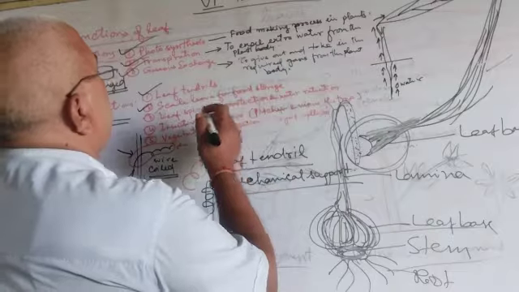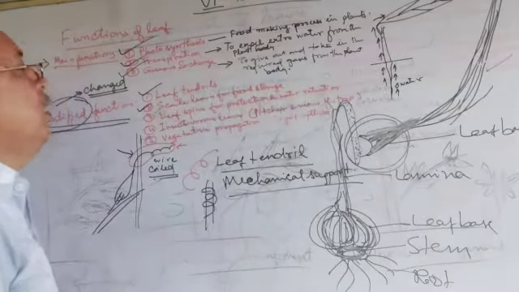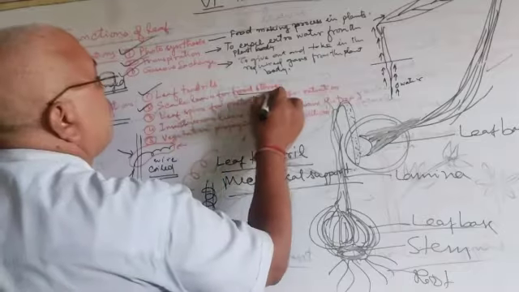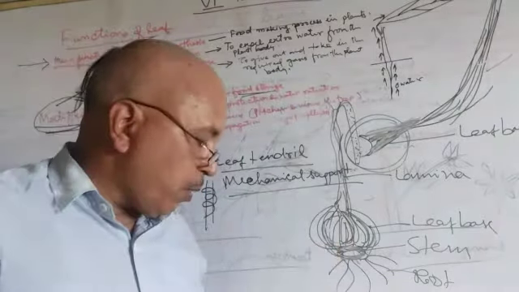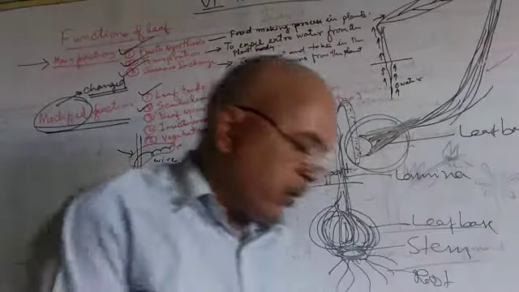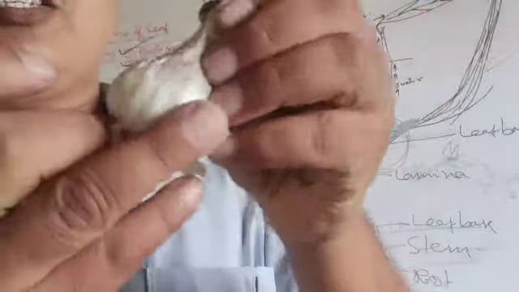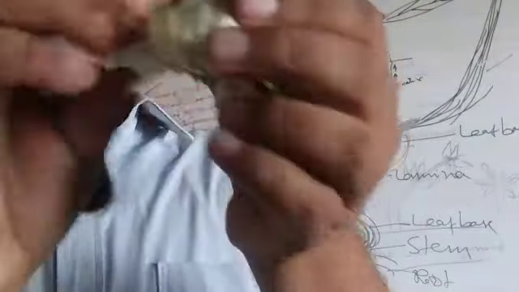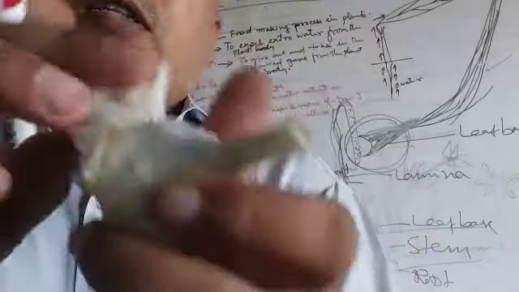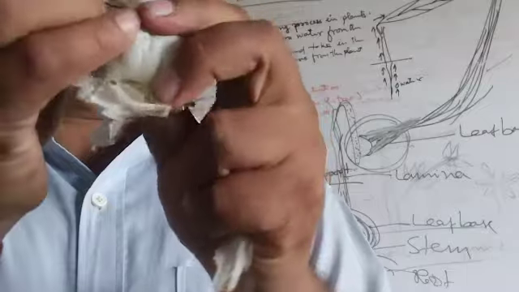So this second modified function of leaves in certain plants is the storage of food. So this is one example. You have another example, this garlic bulb. You see, this garlic is storing a lot of food. You see, these are scaly leaves that appear as peel. This is the scaly leaf of this plant, right?